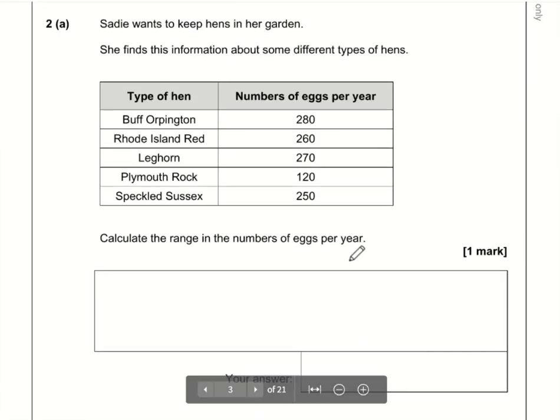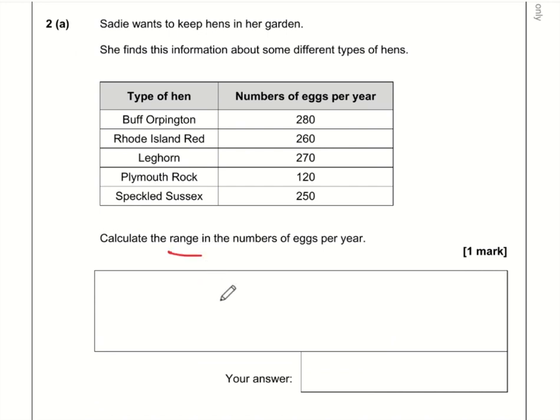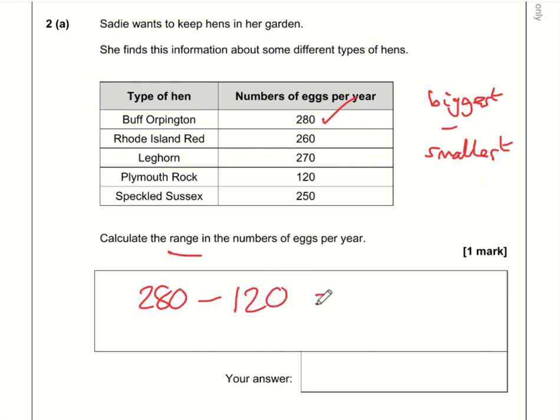Okay, so we want to calculate the range in the number of eggs per year. Now remember that the range is the biggest, take away the smallest. So all we need to do here is locate the biggest and locate the smallest and find out the difference between them. So does anything beat 280? No, so 280, that is the biggest. And what is the smallest? Anything lower than 120? No, so it's 280, take away 120, so that is 160. So the range is 160.